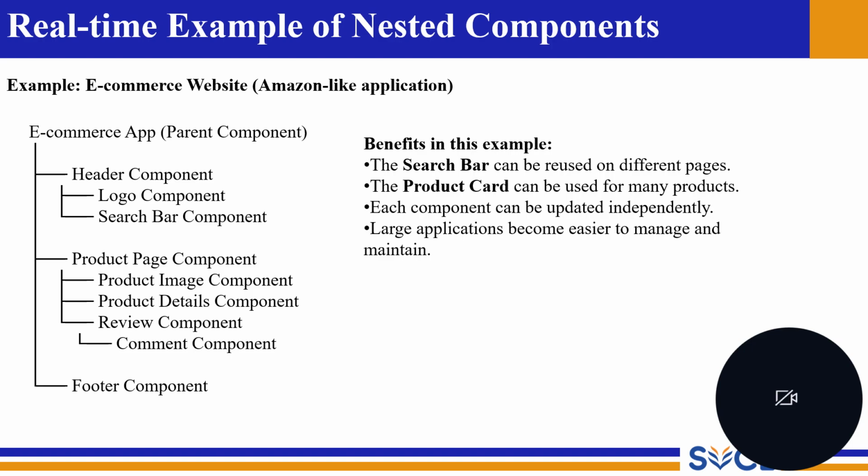Here, the e-commerce app is the main parent component. Header is the nested component inside the app. Search bar and logo are nested inside the header component. And then the product page contains smaller components like product image, details, and reviews. And the review component contains the comment component.